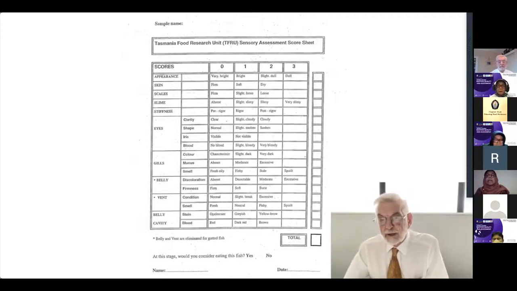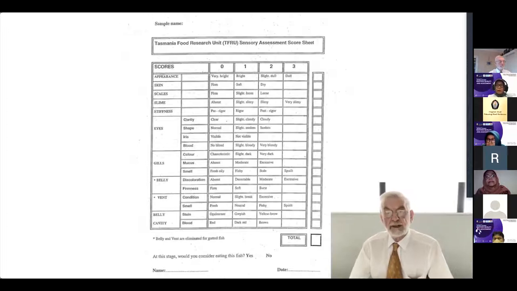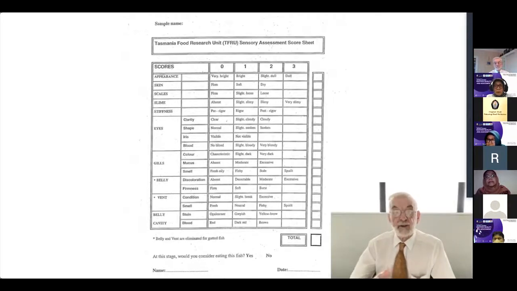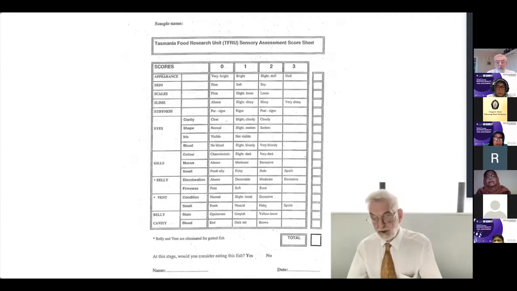Now you can amend this, and the objective is to actually get a linear relationship with your total score against days on ice. Now this is very useful because a processor can actually do this and say, right, this fish has been, for example, equivalent of 7 days on ice. This fish is not acceptable after 12 days, so I've got 5 days in which to get this processed and be able to sell it. So the aim is to get a linear relationship.